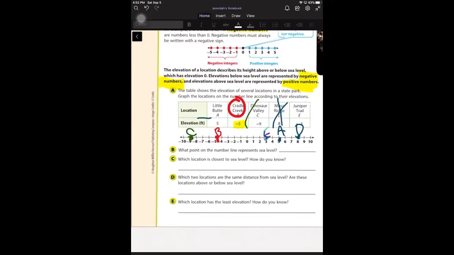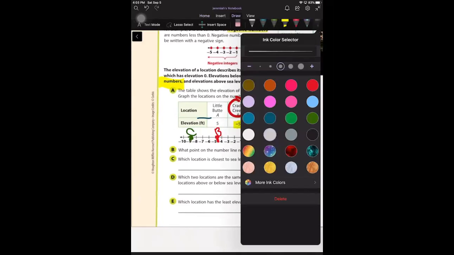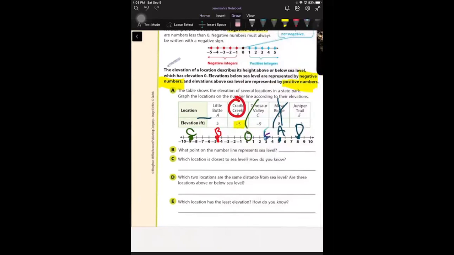Okay, so now let's go back to the problem. What point on the number line represents sea level? If sea level is 0, that means clearly our point is 0. Let's just get another color. All right. Let's go with here. But with a pencil, of course, we can make that look way better. All right, so it's 0.